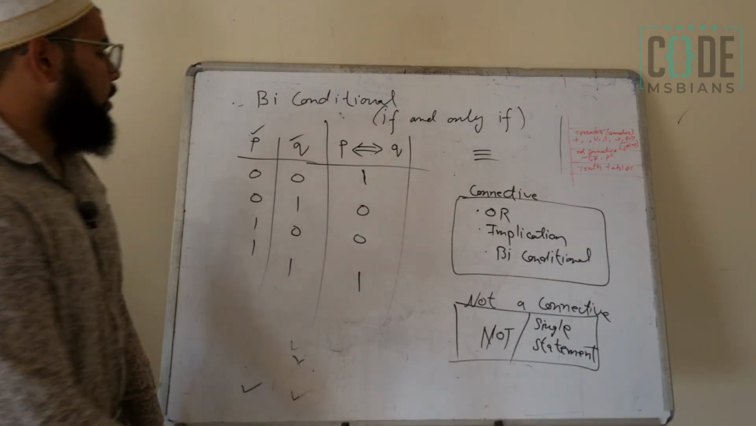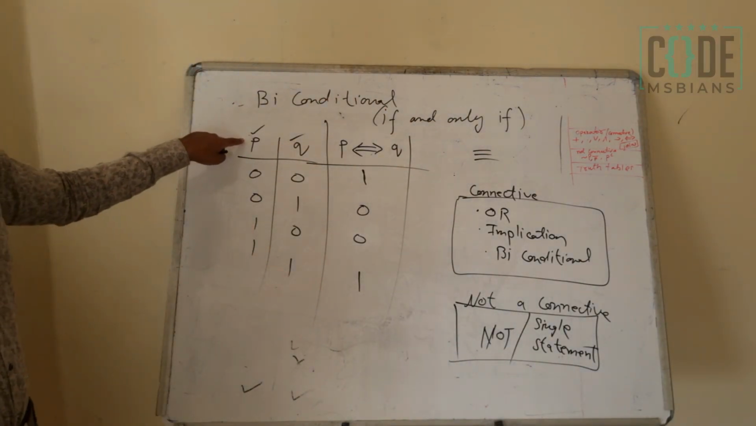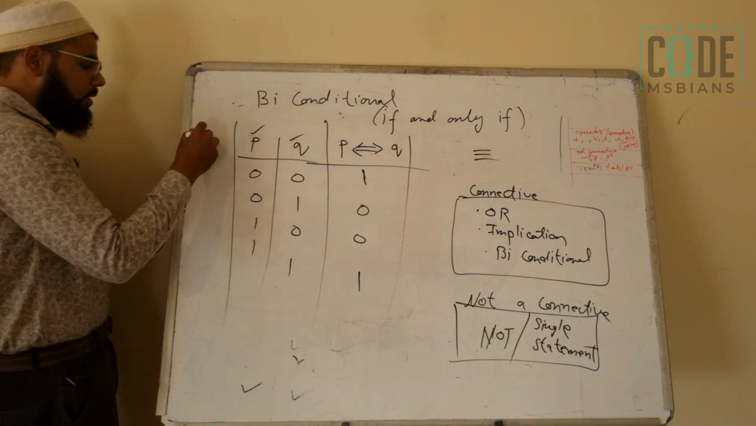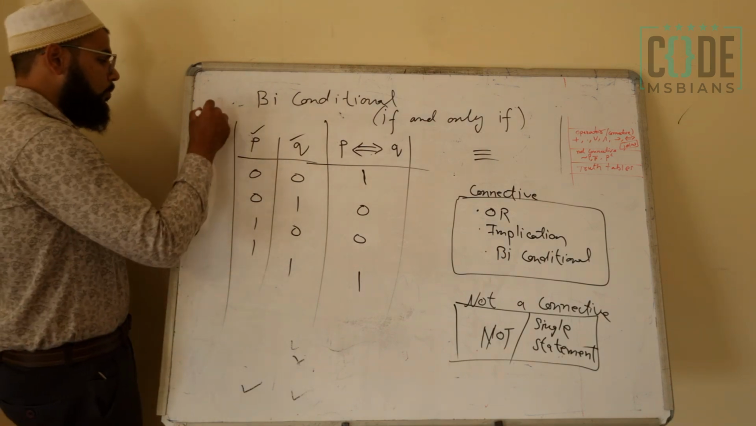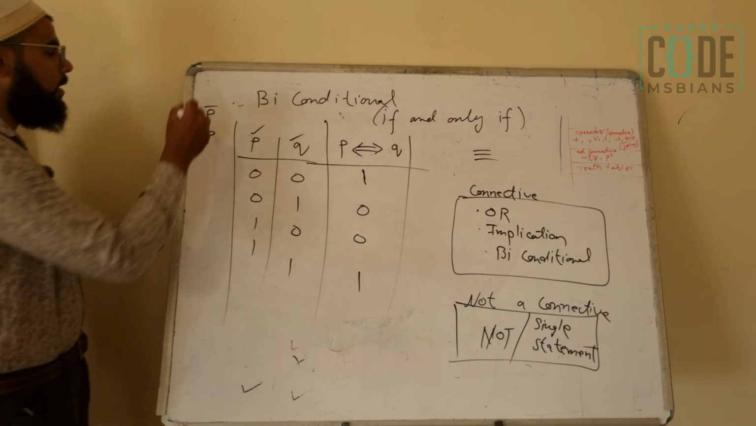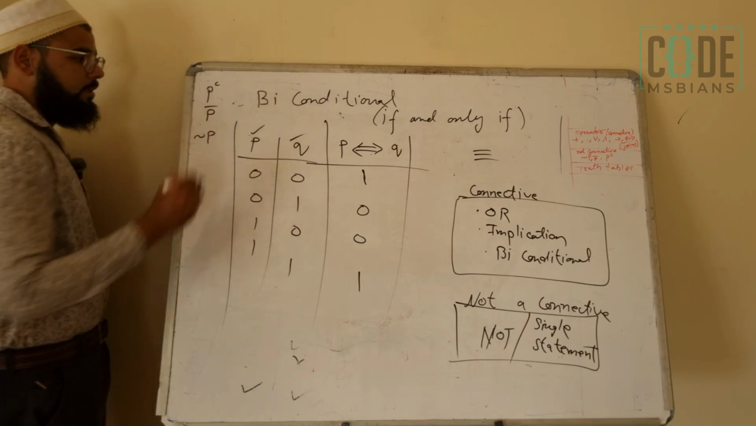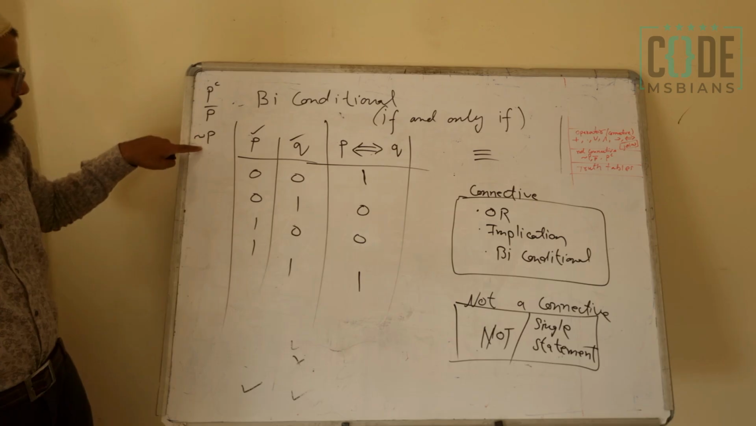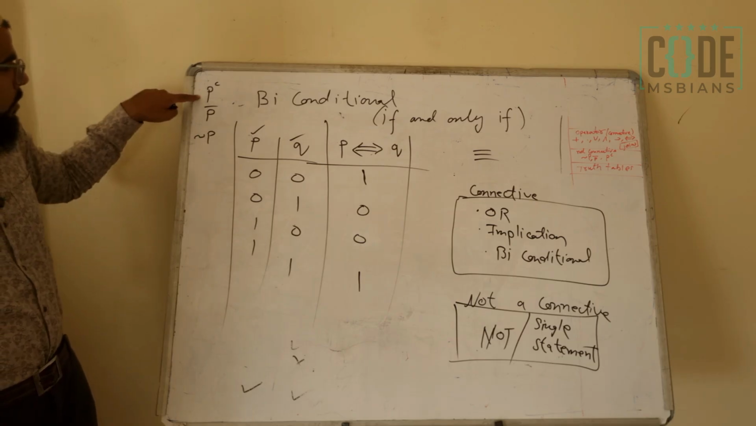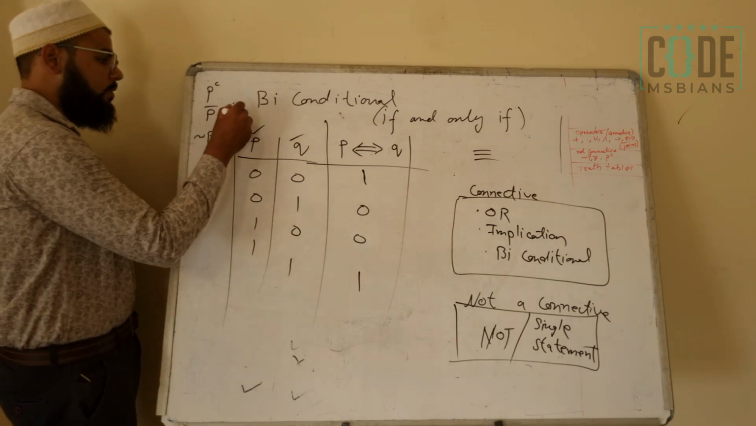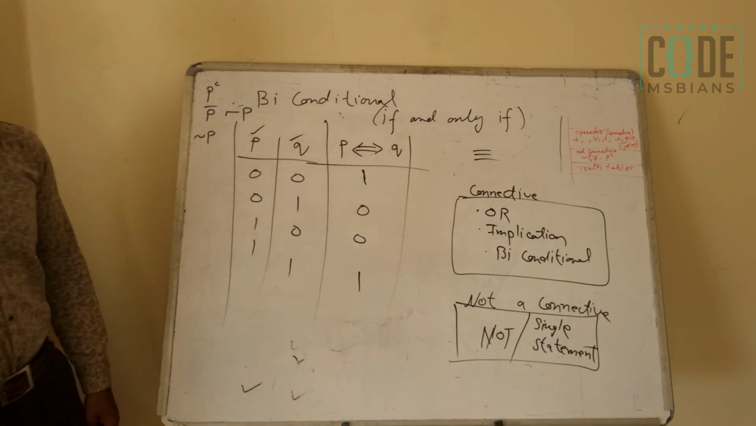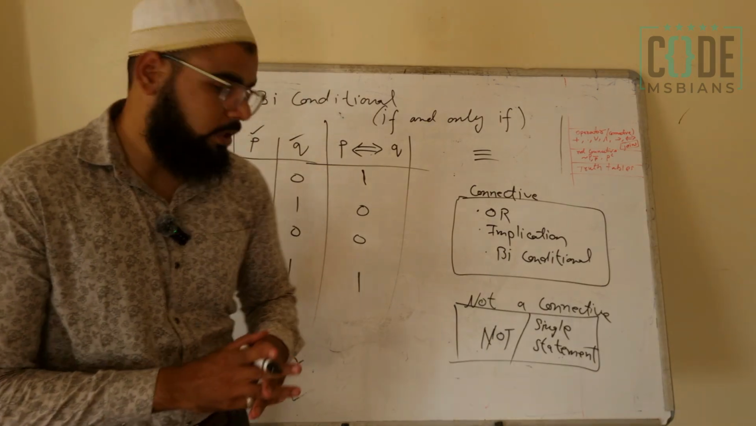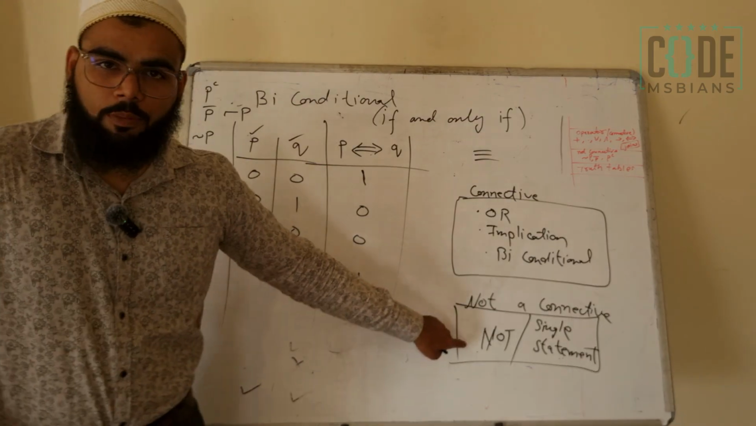Now, for example, if I want to use it on P, how will it work? First, I have to write negation P. Or I can write P prime, or P bar, or complement P, or in some of the textbooks, not P. So these are all the different symbols they use for the not operator.